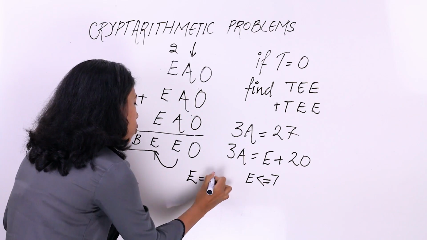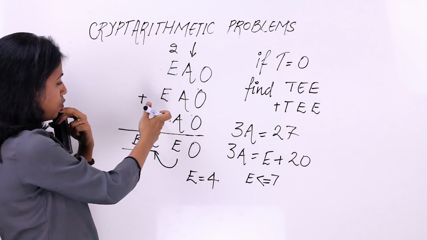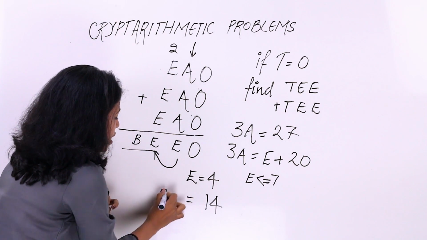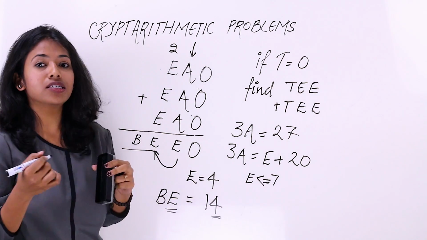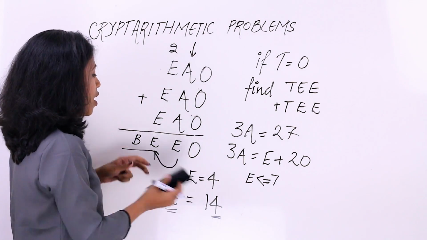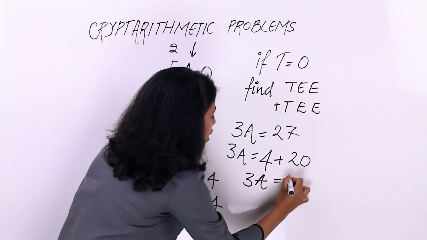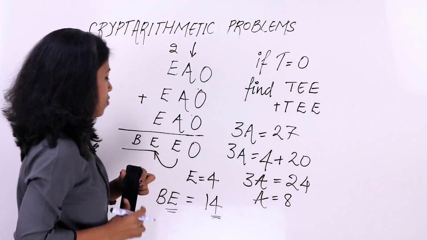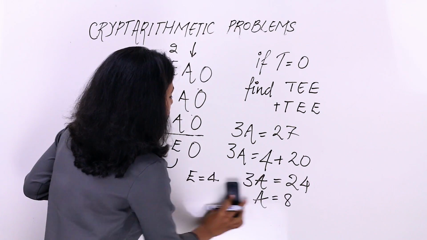Consider E equals to 4. If E is equal to 4, in that case, what will be the scenario? This will be 4 plus 4 plus 4, that is 12. 12 plus 2, that is 14. So in this case, we are getting BE as 14, which means we are getting E value as 4. So this is correct. This holds good, right? So E value is 4. If E value is 4, we want 3A to be 24, which essentially means A value will be 8. Alright, so we have already found E value is 4, A value is 8.